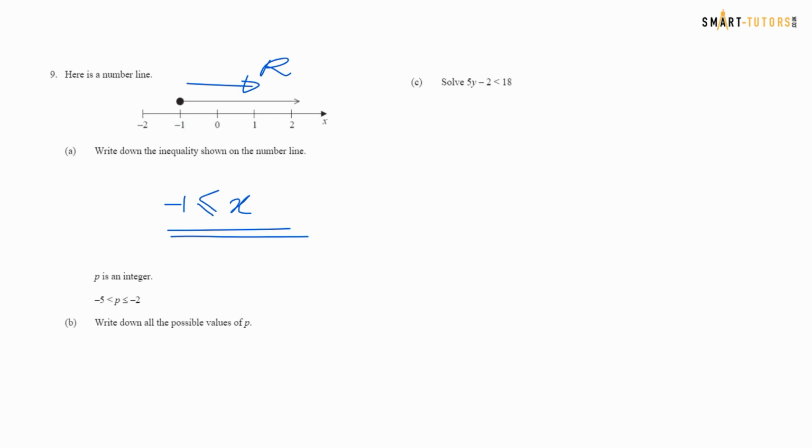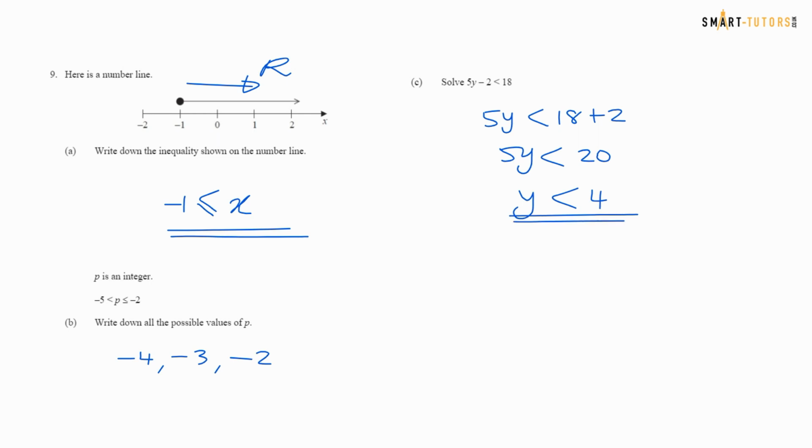Next question. P is an integer. Write down all the possible values. Minus 5 is not coming. Minus 4, minus 3, minus 2. Minus 2 is coming because the equal sign is there. Solve 5y less than 18 plus 2. So 5y less than 20. So y less than 4. That is question number 9.